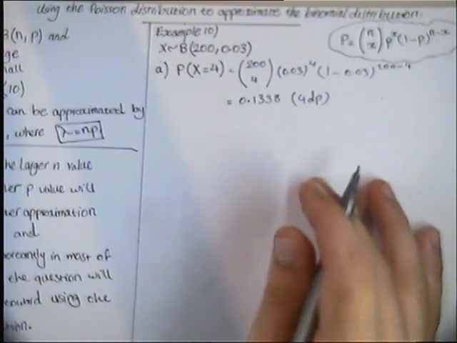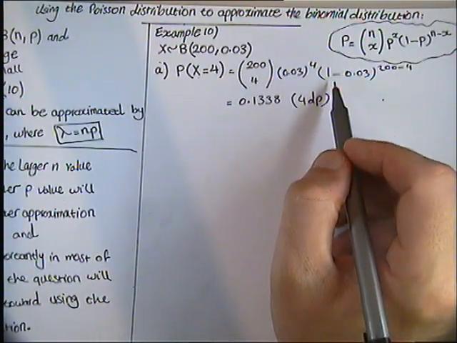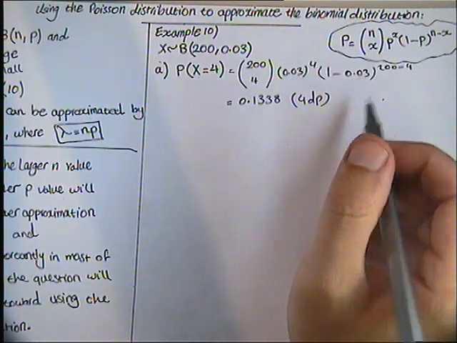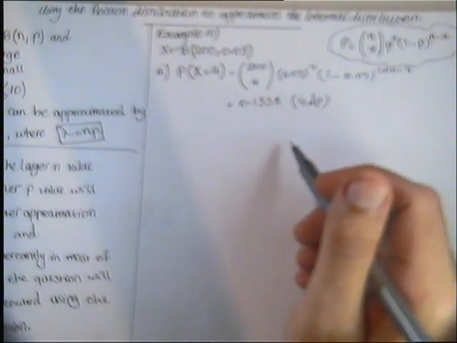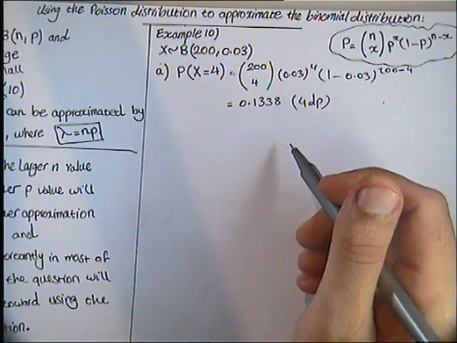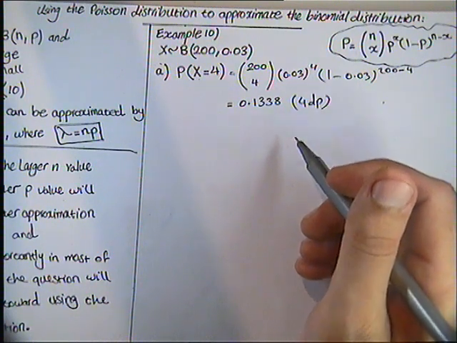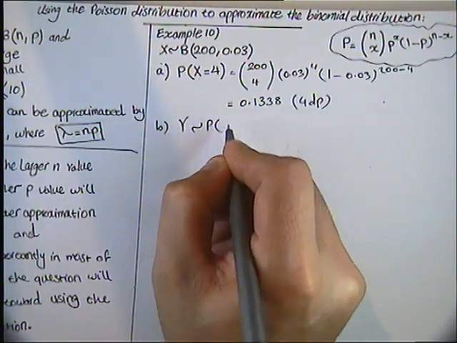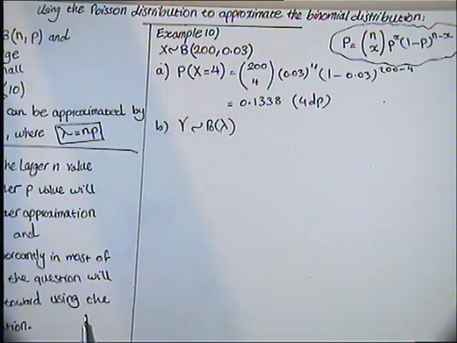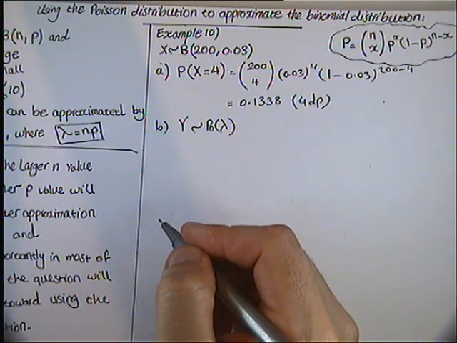So it's not easy, as you see, without using a calculator. It won't be easy to calculate 1 minus 0.03 to the power of 196. However, in this case, it was possible. In some cases, it is really impossible to do that. So part B says a Poisson variable Y follows the Poisson distribution with rate of lambda is used to approximate X. Write down the value of lambda and justify the use of Poisson approximation in this context.